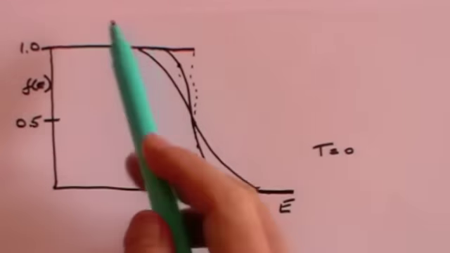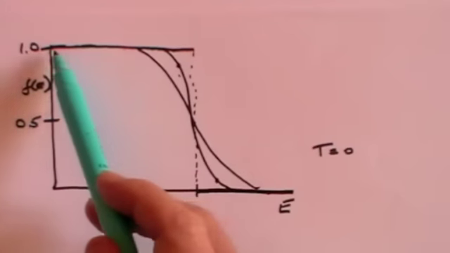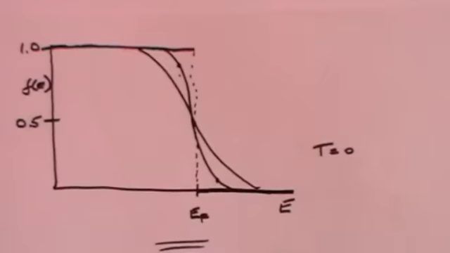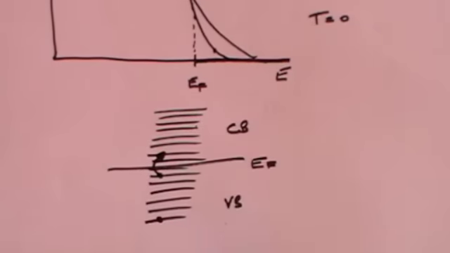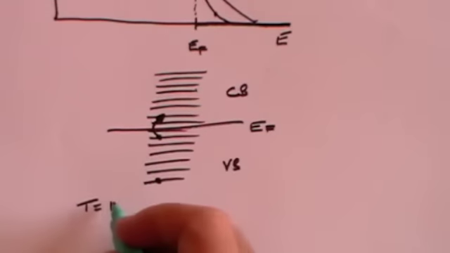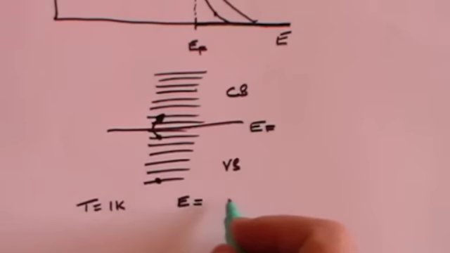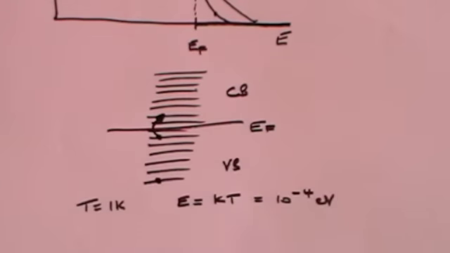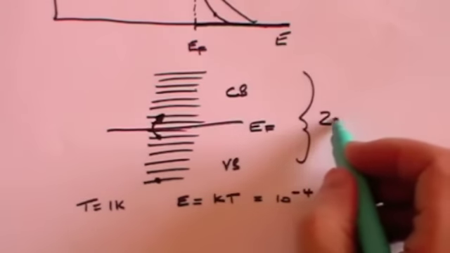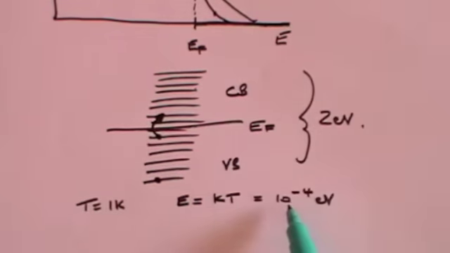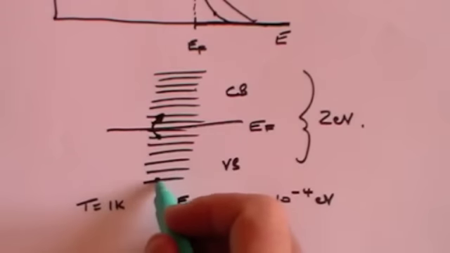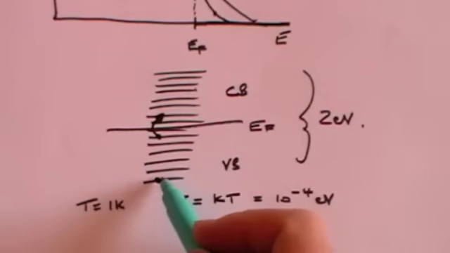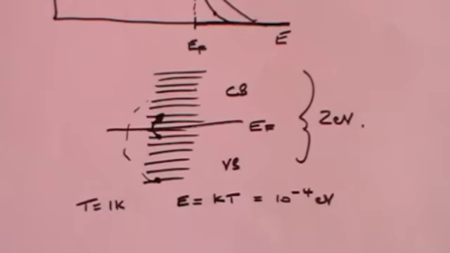But of course, it's still 100% likely that the electrons will be occupied in the lower levels, because for an electron down here, let's suppose that T equals 1. Well, if T equals 1 degree Kelvin, then the energy available to the electrons will be kT, which is 10 to the minus 4 electron volts. Well, we said that this gap here is something like 2 to 3 electron volts. If all you've got available to you is 10 to the minus 4 electron volts, and you're sitting right down here, you can't jump all the way up there. You haven't got enough energy.